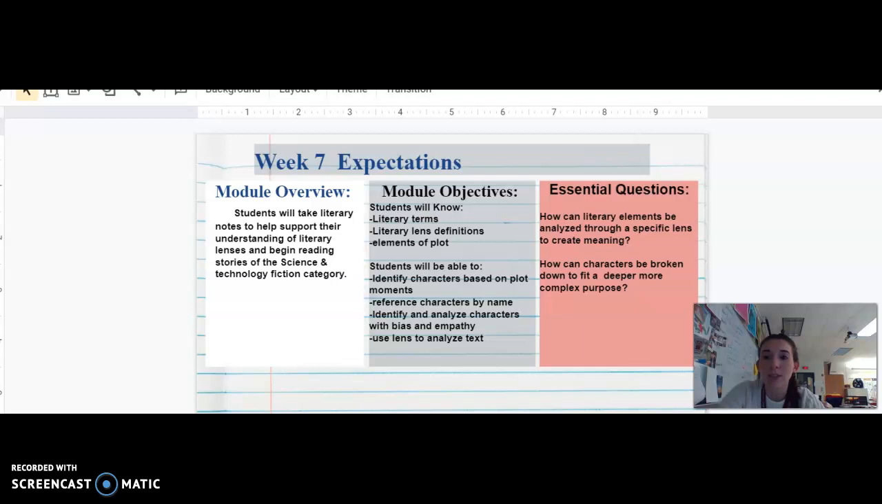Essential questions: how can literary elements be analyzed through a specific lens to create meaning? And how can characters be broken down to fit a deeper, more complex purpose?